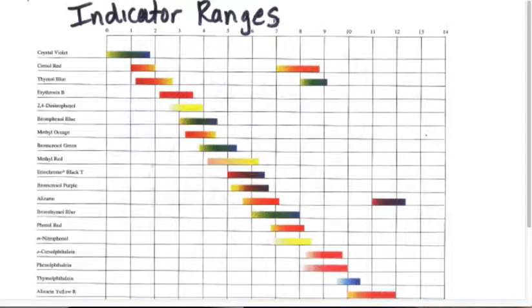So these are some different indicators in their different ranges. We're usually within 2 pH units. The ones that look shorter are mainly because it gets colorless, so it doesn't have a color.